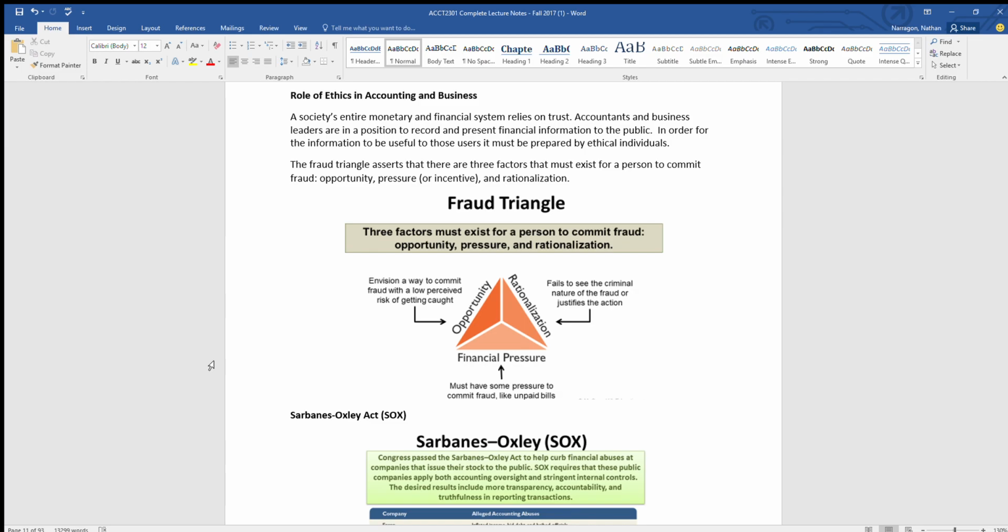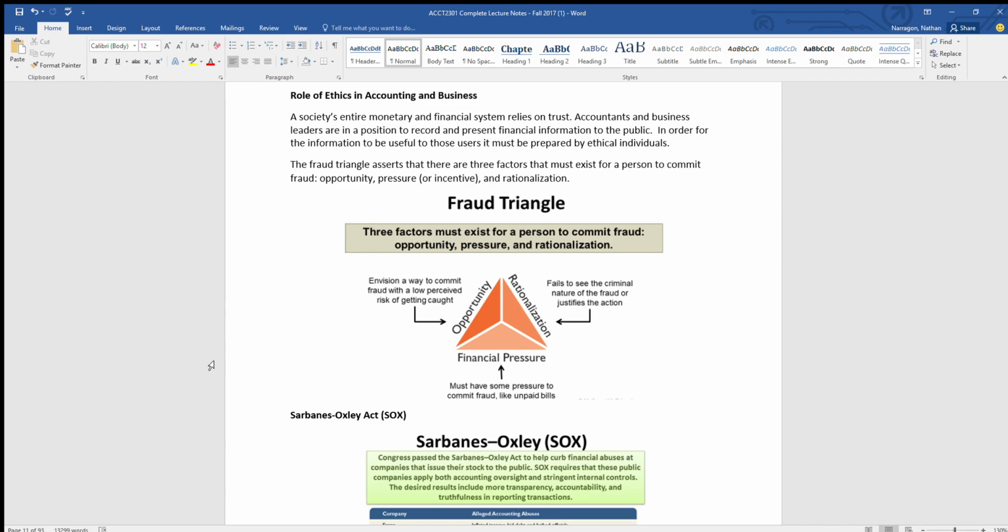The role of ethics in accounting. We have to be very ethical. Money is closer to our hearts than most items, so they really want you to be prepared and watch out. We get into fraud. You're going to see fraud mentioned a few more times as this course goes. But you do need to know the 3 sides of the fraud triangle. And that's basically rationalizing. As humans, we rationalize every decision we make. We're going to justify the actions when they happen.